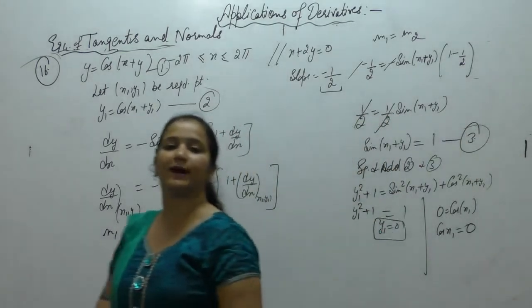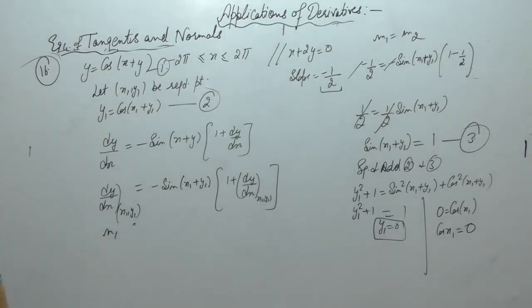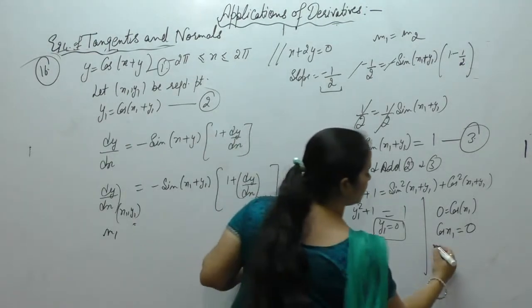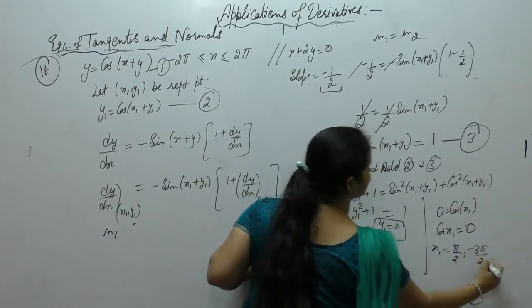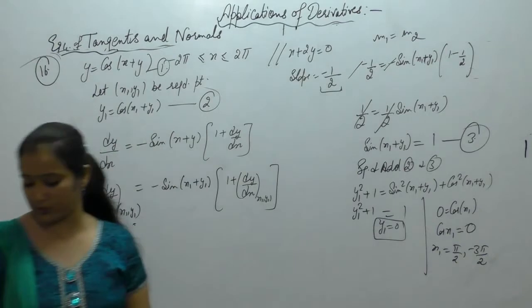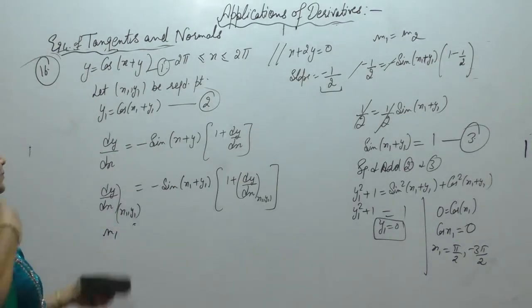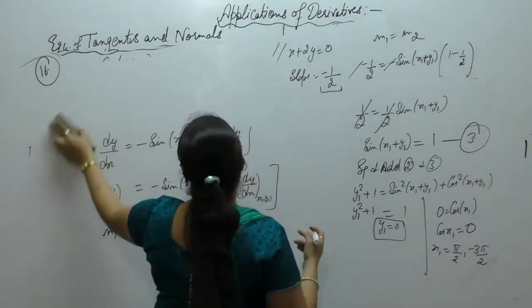Cos की वैल्यू हमारे पास 0 कब होती है? Cos 90 is 0 and between this interval at minus 3 pi by 2 is 0. Now we have the point. Now we can find the equation of tangent.